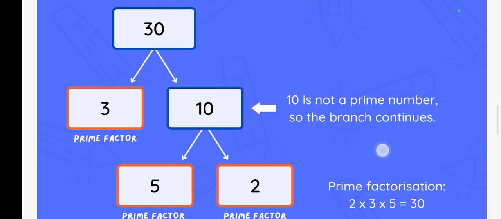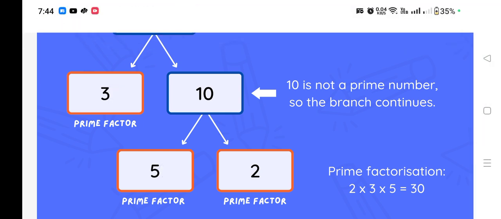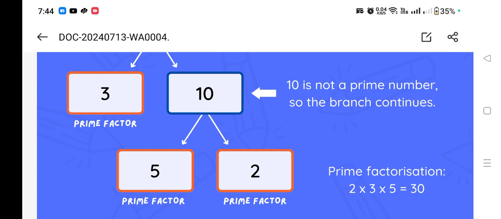However, in the number 30, you can see that 30 can be written as 3 into 10. But since 3 is a prime factor, we won't branch it again. But 10 is not a prime factor, so the branches continue. Now 10 can be written as 5 into 2 or 2 into 5. Now both 5 and 2 are prime factors. So the final factors of 30 are 2, 3 and 5. 2 into 3 into 5 will give you 30.